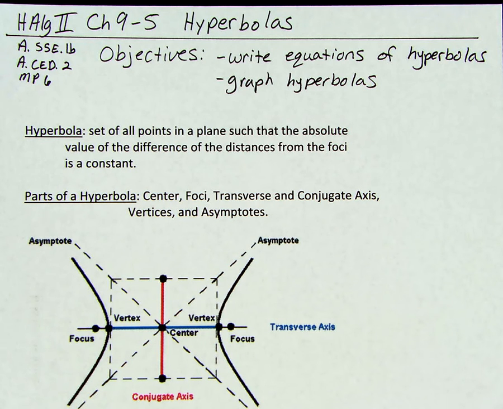All right, lesson 9-5, hyperbolas. By the time we're done with this lesson, we should be able to write equations of hyperbolas and graph them. To start with, a hyperbola is the set of all points in a plane such that the absolute value of the difference of the distances from the foci is a constant. Our parts are going to be center, foci, the transverse and conjugate axis, the vertices, and the asymptotes.